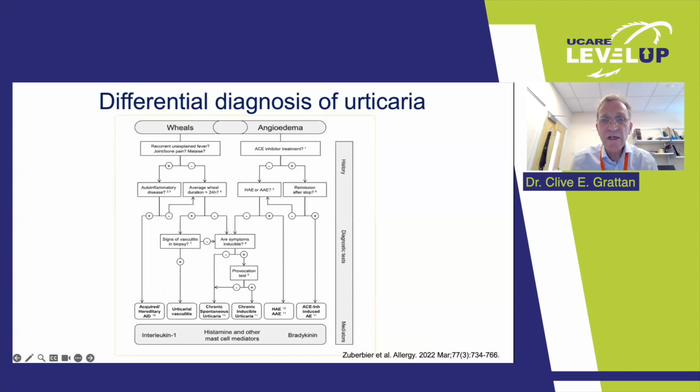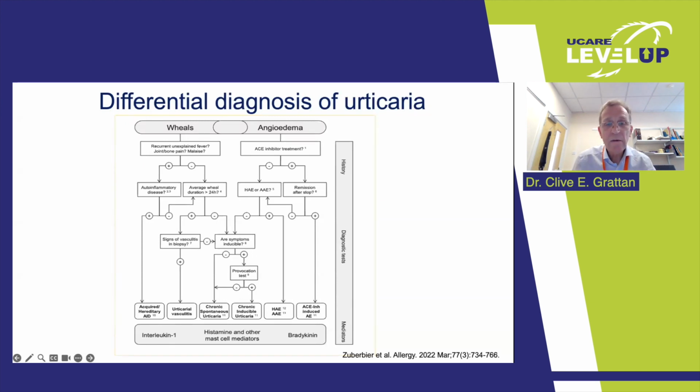The differential diagnosis of urticaria is well summarized in this figure from the international consensus published in 2022. At the top, we have the presentation with wheals or angioedema. On the side, we see history, and then the diagnostic test that we may do to reach a diagnosis. And then at the bottom are the different mediators that may be involved. So it is very important that we try to separate patients presenting with urticarial rash into these different subtypes.